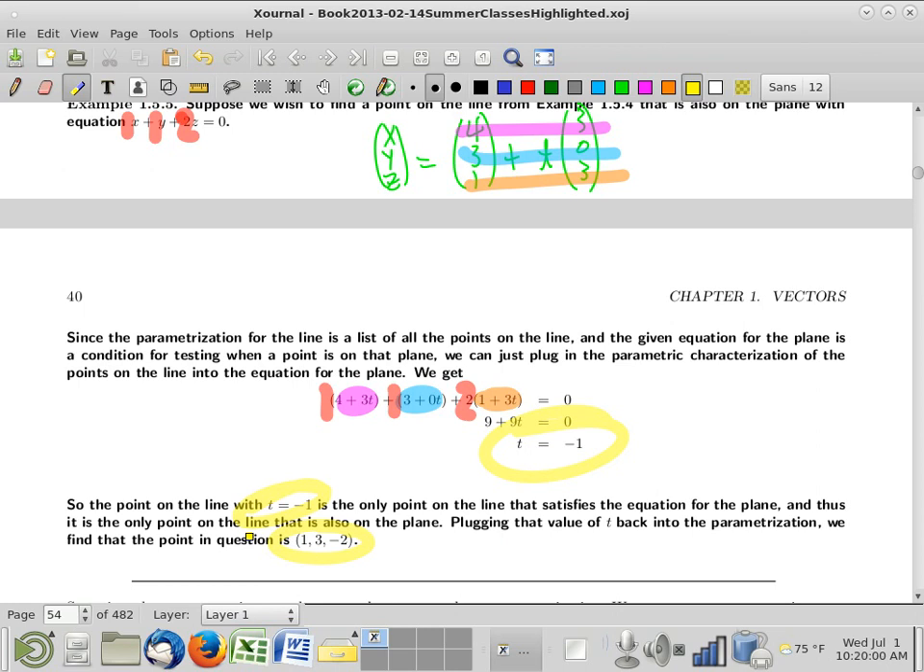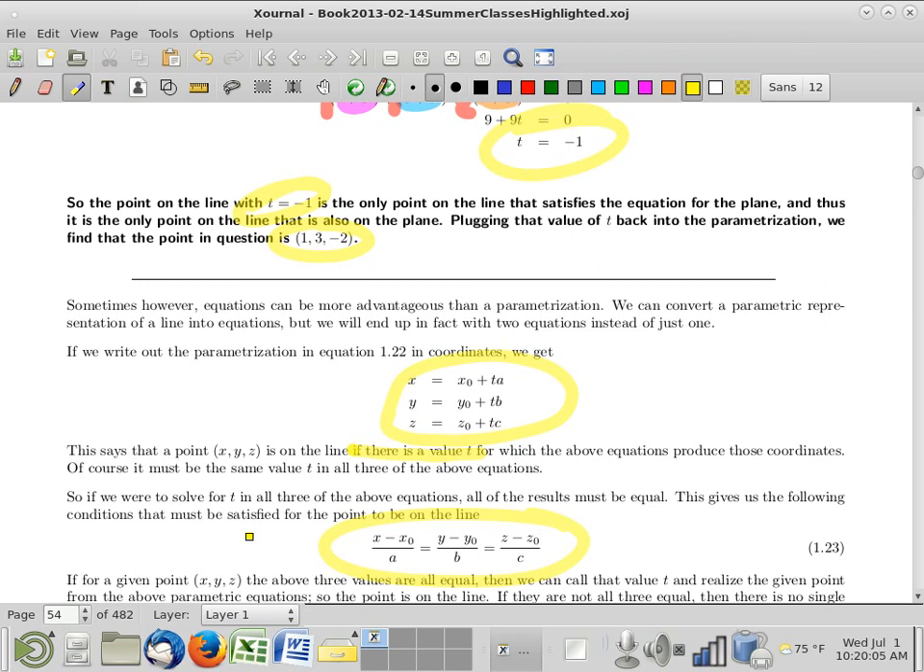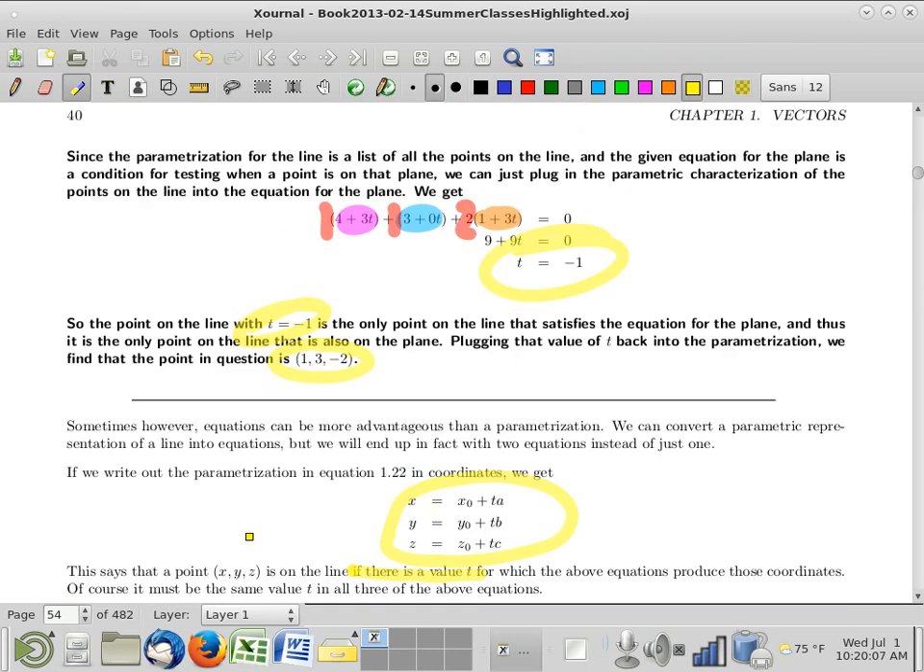Fun little example. So one last thing I want to show y'all. Here's our parameterization again, a different way of writing it down. I'm writing it as three separate equations. As you can see, this comes from the vector x, y, z equals the vector x naught, y naught, z naught plus t times the vector a, b, c. Parameterization.